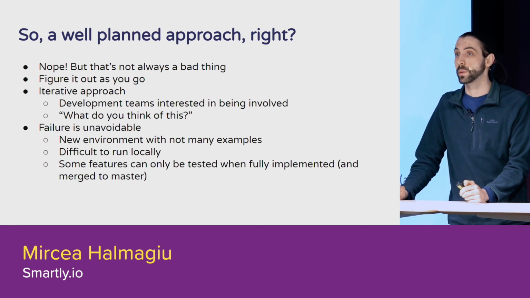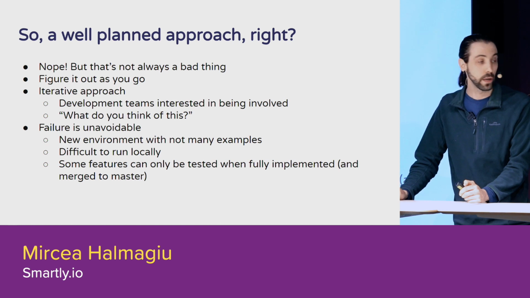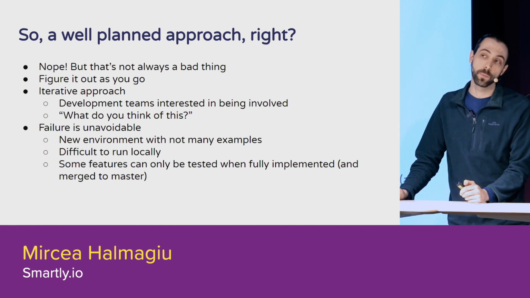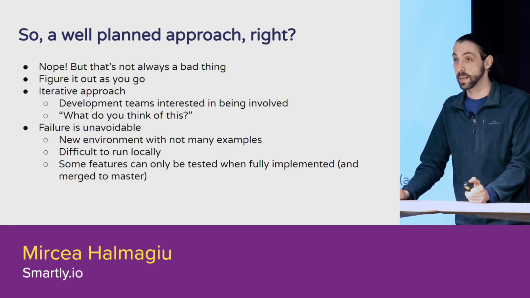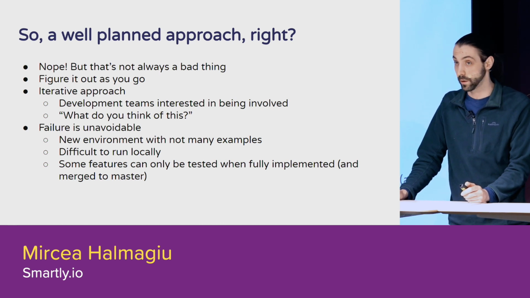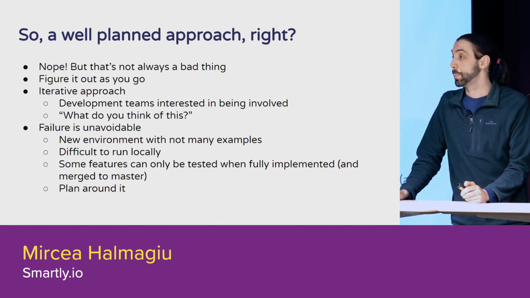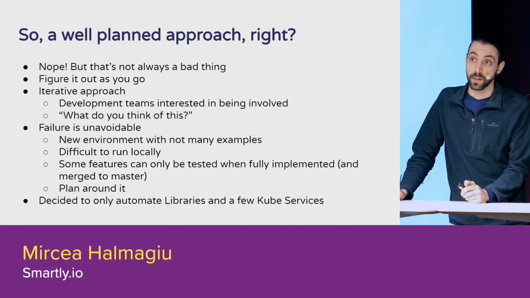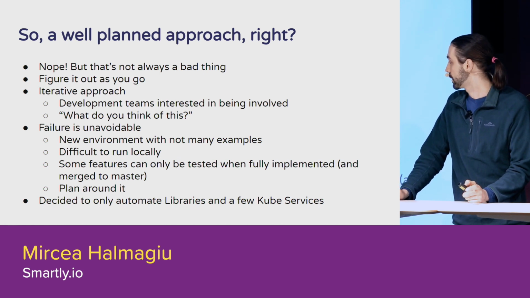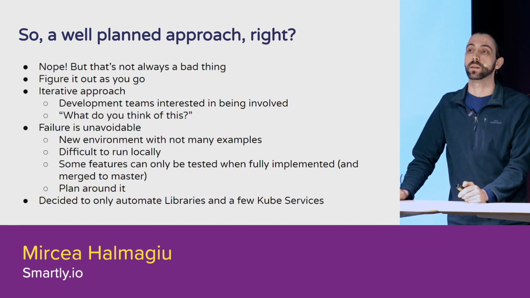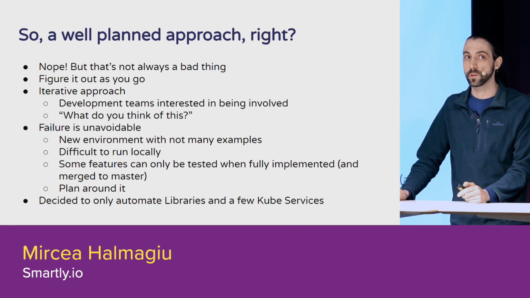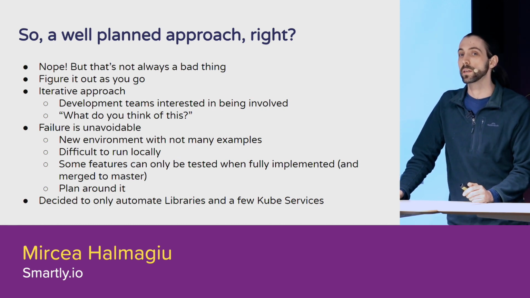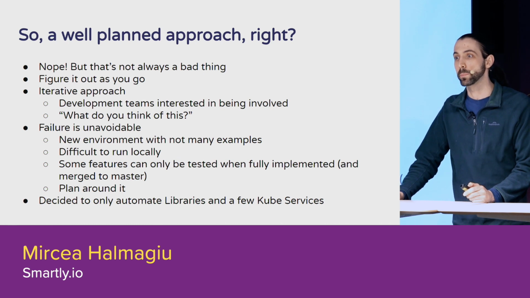It's also important to note that some of the features that you build can only be tested in GitHub. So, for example, what happens when you merge to master? Well, the only way you can test that is by merging things to master and watching what the events look like. So we have to plan around failures when working on something like this. And we also decided to only automate certain libraries and a few Kube services to experiment with. We weren't going to go with all 340 odd repos and just try and get everything done, because the team isn't bigger than 4 people.